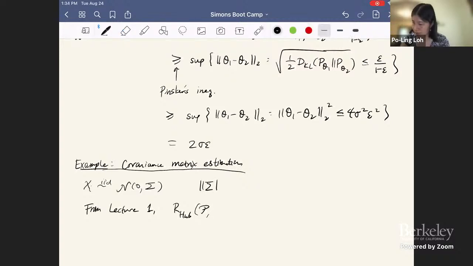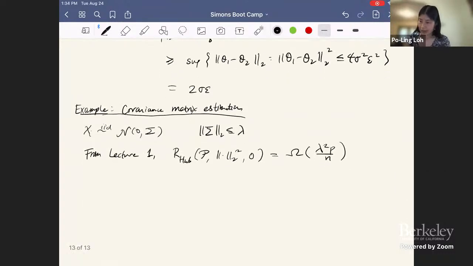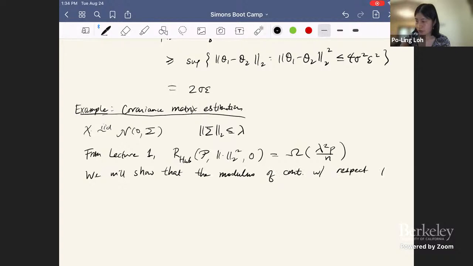The 2 norm of sigma was bounded by lambda. So we have the uncontaminated risk in spectral norm squared is equal to omega of lambda squared p over n. That's what we had last time. And now we will show that the modulus of continuity with respect to the spectral norm is omega of lambda epsilon. Then we have the lower bound.